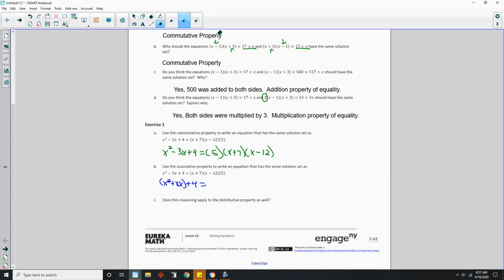So what I would want to do here, let me change colors too to make it more clear what I'm doing. So I put parentheses around x plus 7 times x minus 12. Close those parentheses and then put the 5 outside. So I added parentheses here and I added parentheses here, which tells order of operations to do inside the parentheses first. Part C says, does this reasoning apply to the distributive property as well? And the answer is yes, it does.